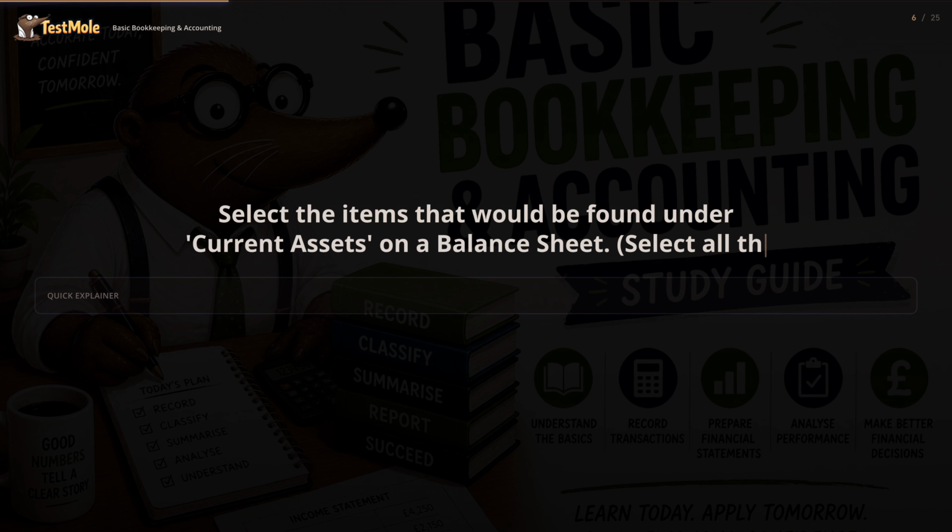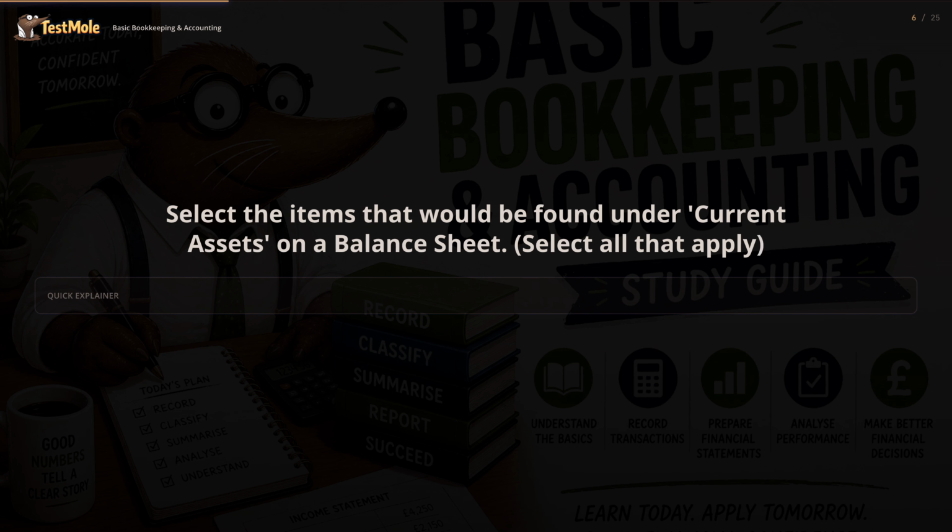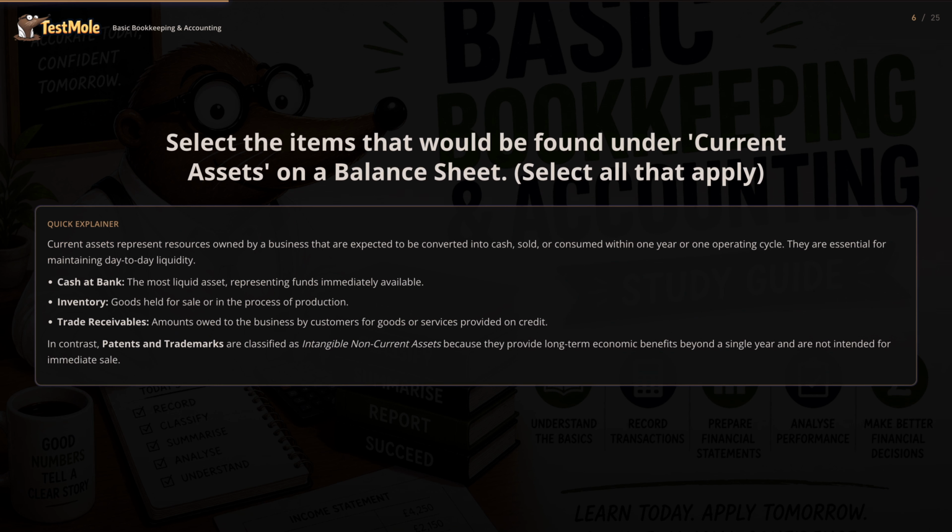Select the items that would be found under Current Assets on a balance sheet. Select all that apply. Current assets represent resources owned by a business that are expected to be converted into cash, sold, or consumed within 1 year or one operating cycle. They are essential for maintaining day-to-day liquidity.